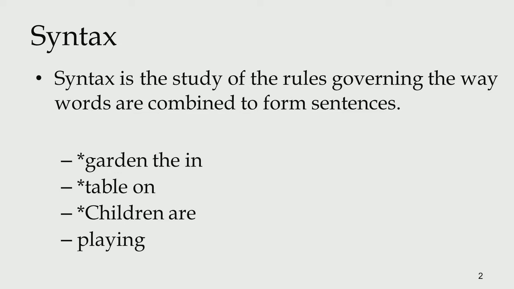Now, I want to give you an example, and please look at the components on the screen to check why they are not acceptable or grammatical. The stars in front of these parts indicate ungrammaticality of these strings of words. So, we do not say "garden the in," that is not an acceptable combination of words. We do not say in English "table on," we do not say "children are," and we do not just say "playing." Now, these parts of a sentence independently are ungrammatical, unacceptable, except the last one.